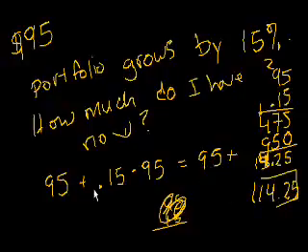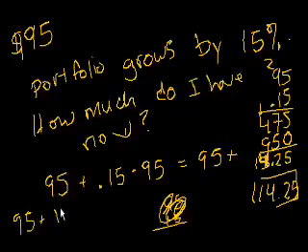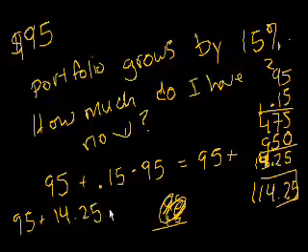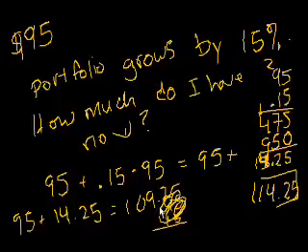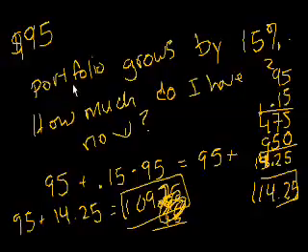So the answer is going to be 95 plus 15% of 95, which is the same thing as 95 plus 14.25. Well, that equals what? 109.25. Notice how easy I made this for you to read, especially this 2 here. So if I start off with $95 and my portfolio grows by 15%, I'll end up with $109.25. Let's do another problem.